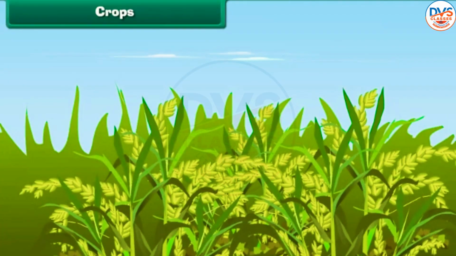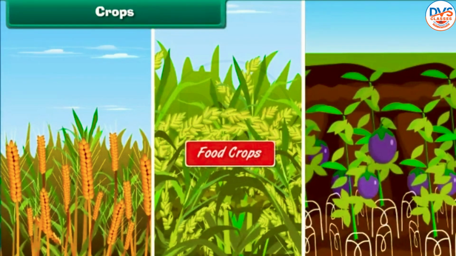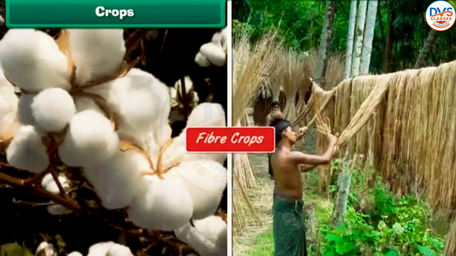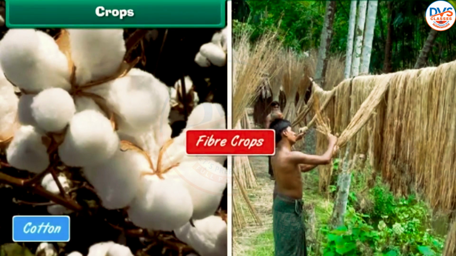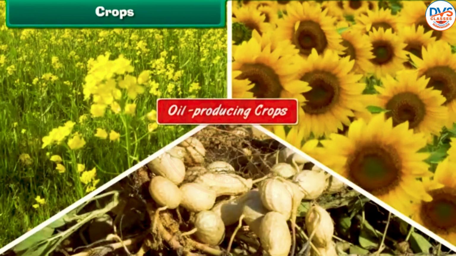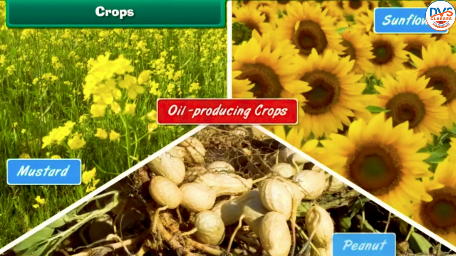Crops. Several plants which are grown in fields by farmers and are useful in various ways are known as crops. Crops are mainly of 3 types. Food crops, example, wheat, rice, and vegetables. Fiber crops, example, cotton and jute. Oil-producing crops, example, mustard, sunflower, and peanut.